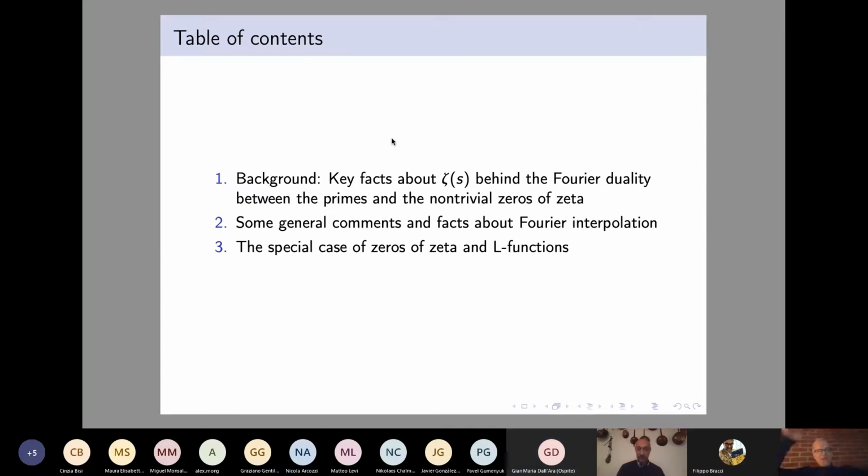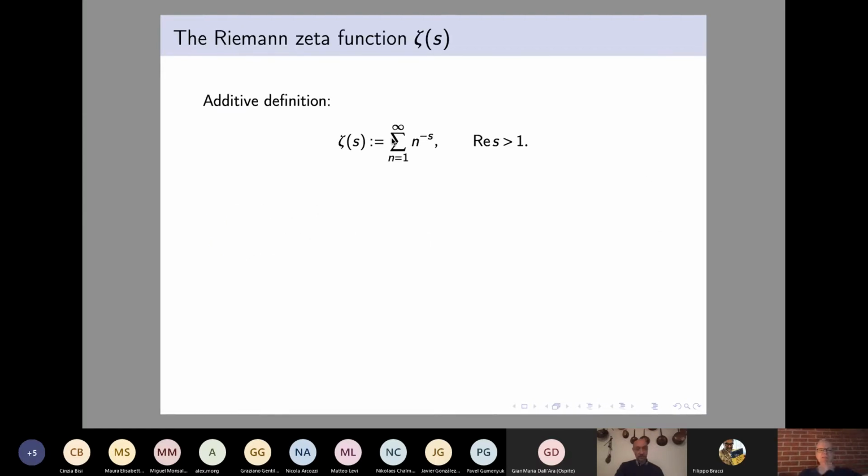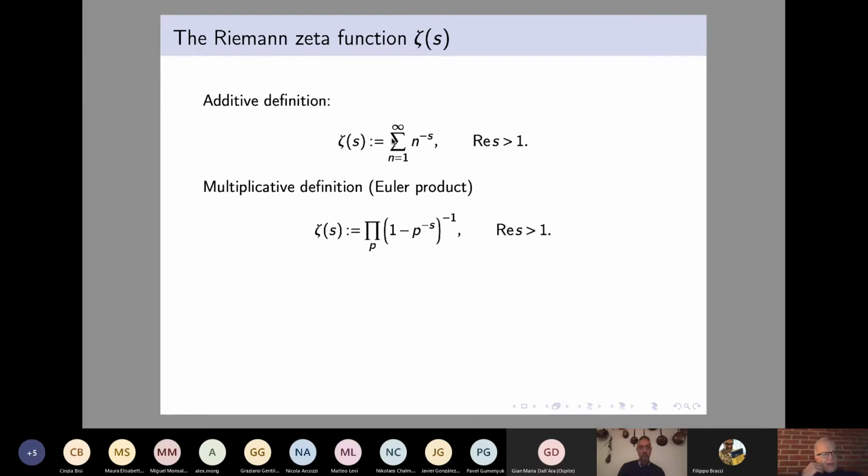So please, I will only speak about zeta. I will not speak about L functions, only zeta. Okay, so then we are ready to go, and we start with the zeta function. I guess you all are familiar with the definition in terms of Dirichlet series, and we have another possible definition in terms of the Euler product, the product over the primes of 1/(1 - p^(-s)). Both of these definitions make sense when the real part of s is larger than 1.